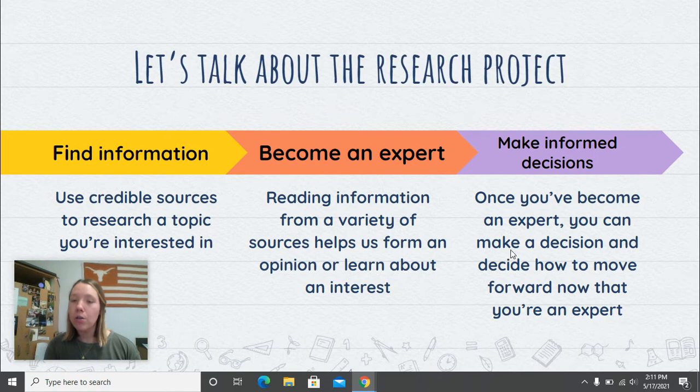Once you become an expert, you can decide how to move forward. You could think about it maybe like in an election. You would want somebody to go and find information about the two people that are running for office. You want them to read credible sources like news sources, newspapers, trustworthy sites, and find information about those two candidates. Once they feel like they know a lot about those two candidates, they feel like an expert. They say, oh, I know what their platform is. And then they can make an informed decision based off of that information. Okay?